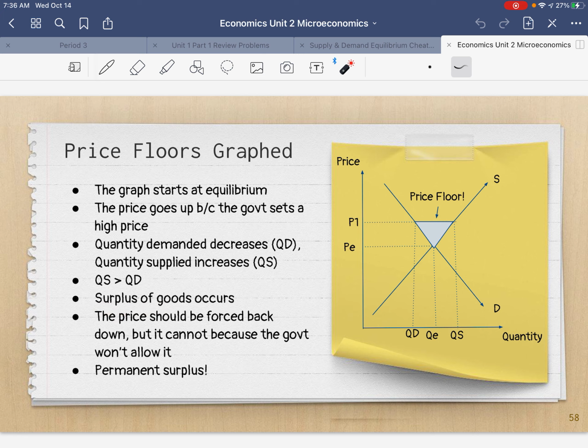The surplus should go away, right? We should have all these extra workers or all these extra goods, and the company should be like, oh, crap, these aren't selling. Let's lower our price. But the government says, nuh-uh, this is the floor, and we cannot go below this floor. So this is here forever. It is a permanent surplus, okay? And that is price ceiling, shortage, price floor, and surplus, okay?